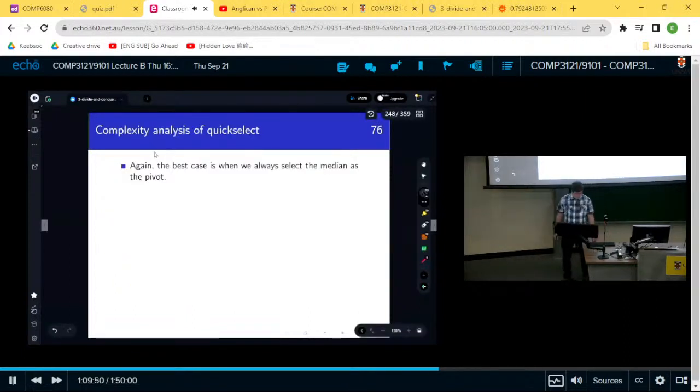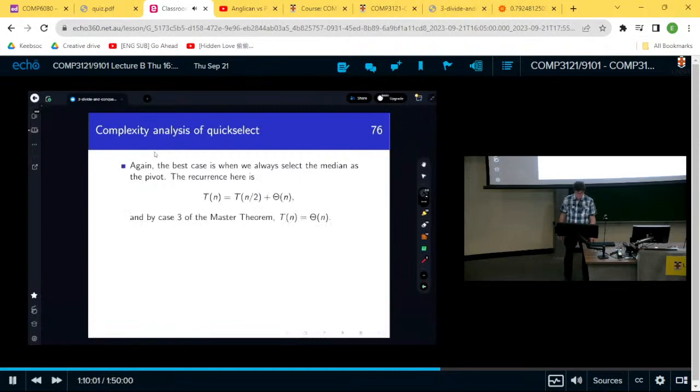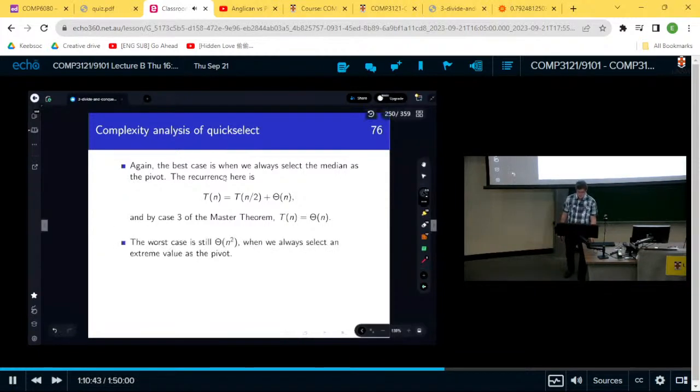Of course, the best case is when the pivot that we selected is already the median. In that case, our problem halves in size at each recursion step. This recurrence is now independent of k. So no matter what k is, if our pivot happens to be the median, our running time can be expressed in this way. In that case, we do have a linear running time.